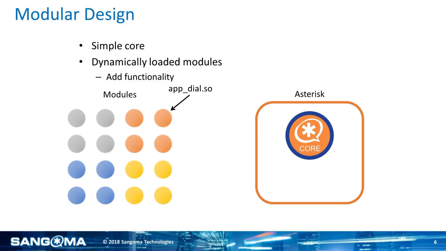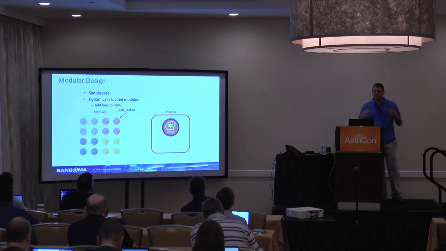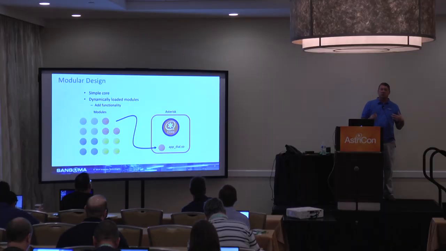So, Asterisk itself is modular by design. There's what they call a simple core. I would say the core is really not all that simple if you look at the source code, but the core does just a few things, like knows how to load modules, knows how to read config files, and those types of things. And without a module loaded, it really doesn't do anything. So it can't even dial a phone without the app dial application. So you would load these modules to provide the functionality that's required to build your solution.